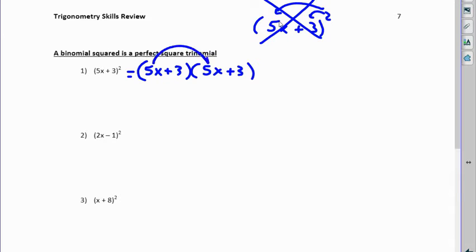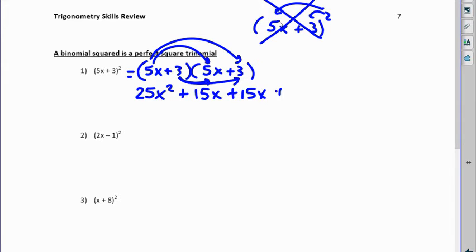So first, we have to remember that we're squaring both the 5 and the x, so 25x squared, outside, inside, and then the last. And then when we combine those two terms, we're going to get 25x squared plus 30x plus 9.